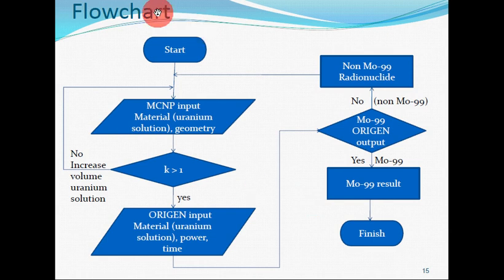This is the flowchart. We start the program, start this analysis. We make MCNP input material, that is uranium solution, geometry, and then we run the MCNP input. From the output we know if it is supercritical or not. If the reactor is not supercritical, we increase the volume of uranium solution until it becomes supercritical.